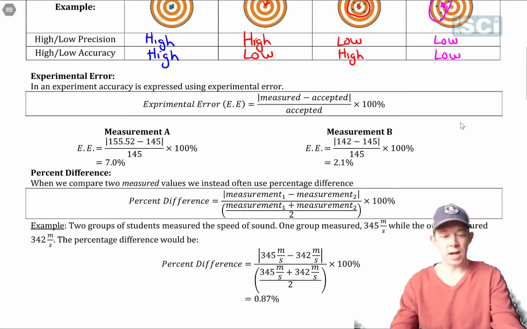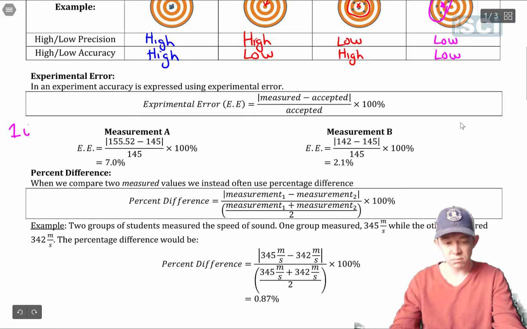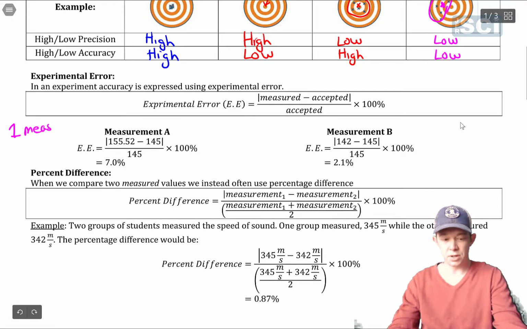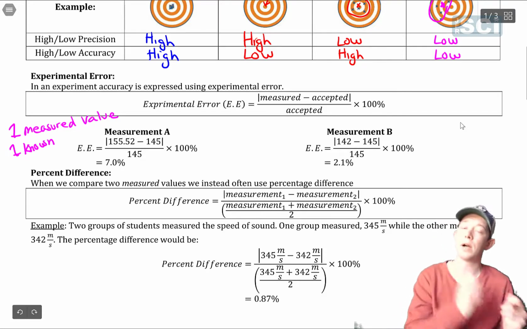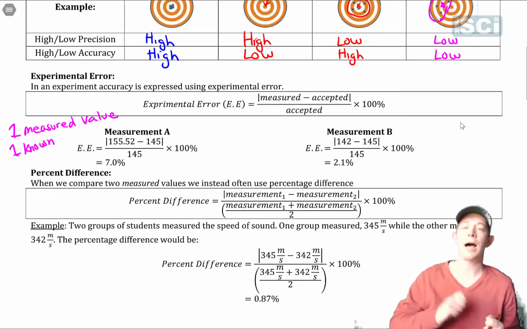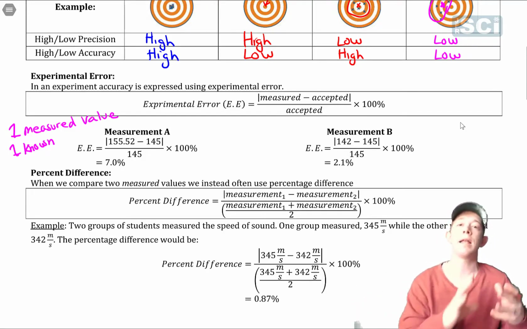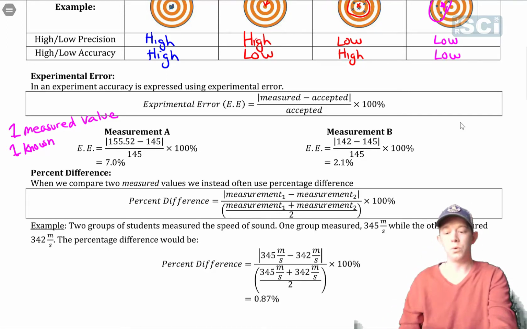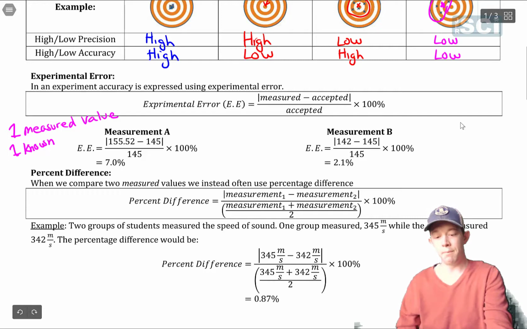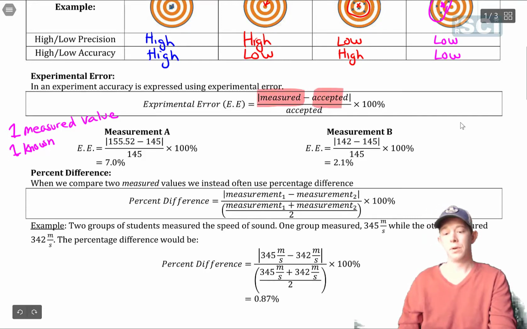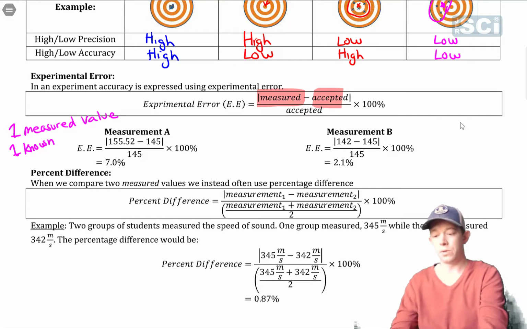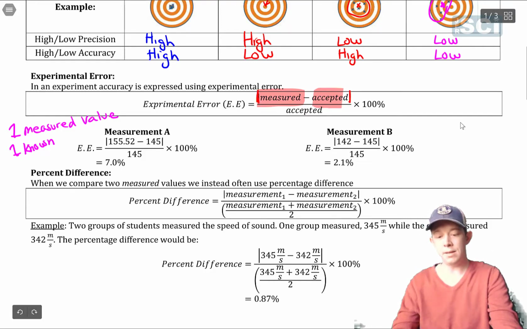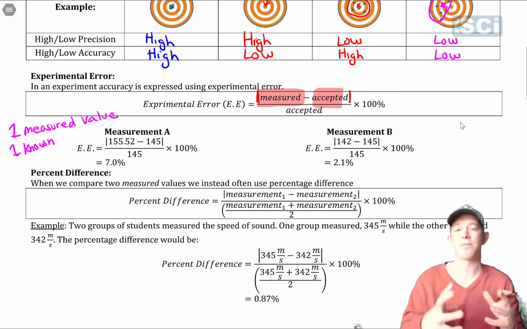Okay, so if I ever have one measured value and one known value, I'm going to calculate the experimental error. I'm going to find out how far off my data is from something that is a universal constant, something that we know the answer to. And for that, we're going to take the difference between my measured value and the accepted value, and I'm going to do the absolute value. So the absolute value bars here mean that I'm only going to take the difference of the two.